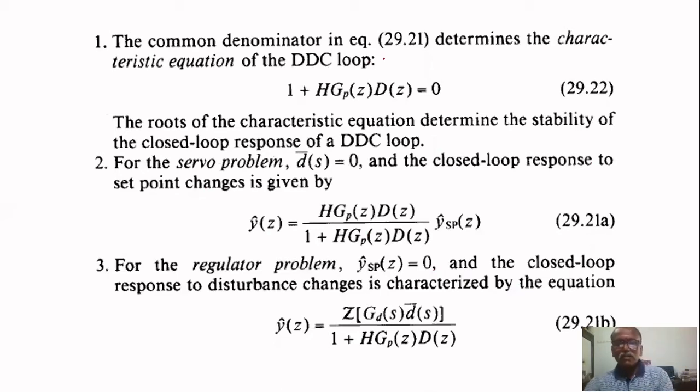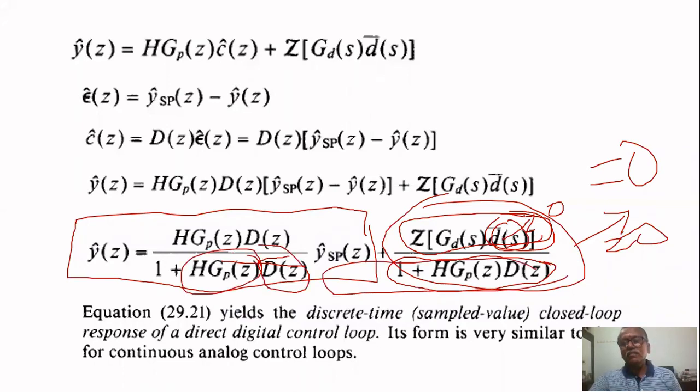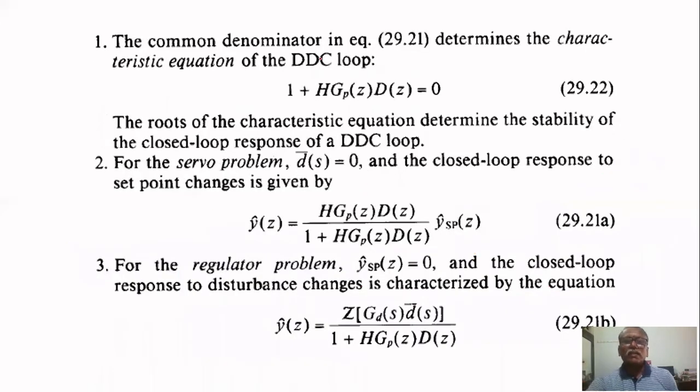You notice that even though we do not know about Gd(s)D(s), the characteristic polynomial is this only. D of Z and HGP of Z are all that is in the characteristic polynomial. The disturbance is not involved in that characteristic polynomial. That's why the stability of the system is decided by this characteristic polynomial.